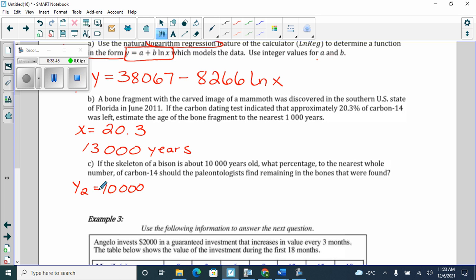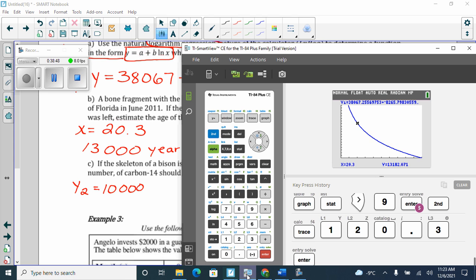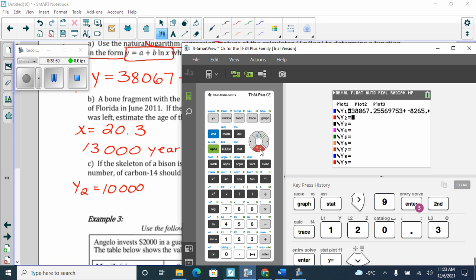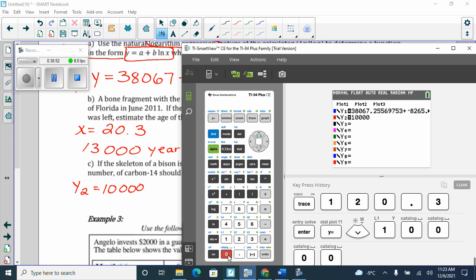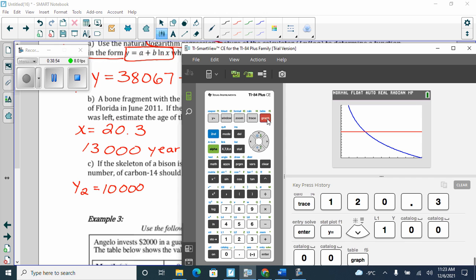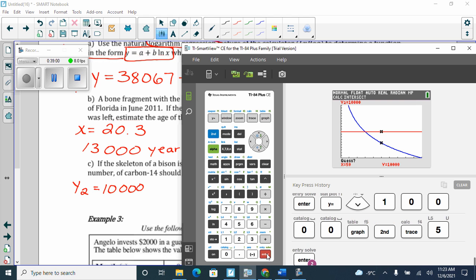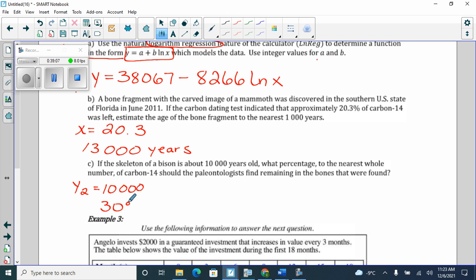Percentage to the nearest whole number. So in my Y2, I'm going to have 10,000, and I can see it. If I can't see the intersection, I can't calculate it, right? So we do second trace 5, enter, enter, enter, and what's the nearest whole number? It'd be 29.83, so 30% remaining.